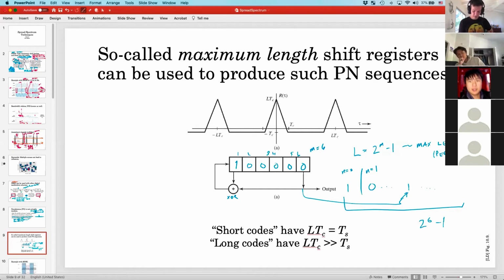Okay, so the output of the maximum length shift register is going to be a sequence of bits. What we have to do to map those bits to codes, short codes or long codes, is to have a 1 go to a 1 and a 0 go to a -1. So if a 1 becomes a 1 and a 0 becomes a -1, then this is going to be your C of t.